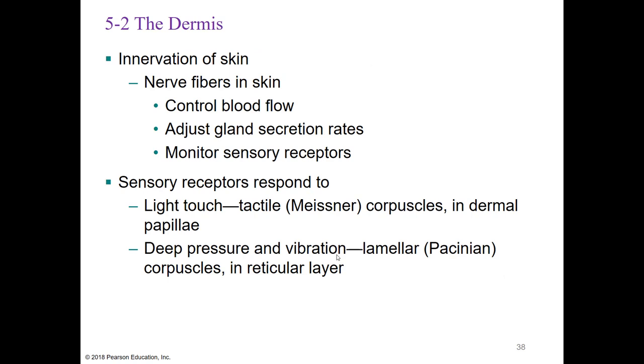There are also nerves in your skin that control blood flow and adjust gland secretion rates. They also monitor sensation, so we certainly have a lot of feeling in our skin. Of the receptors, we have a couple listed here. Light touch would be the Meissner corpuscles in the dermal papilla. Deep pressure and vibration are detected by Pacinian corpuscles, and those are found in the reticular layer, so deeper down.